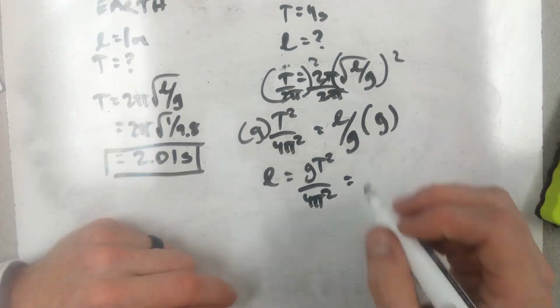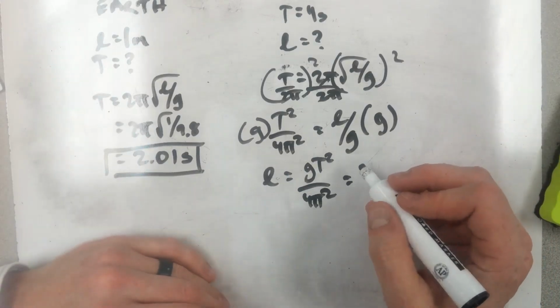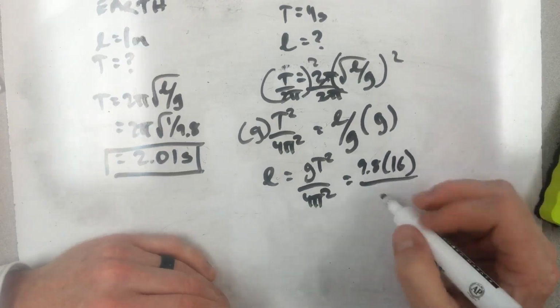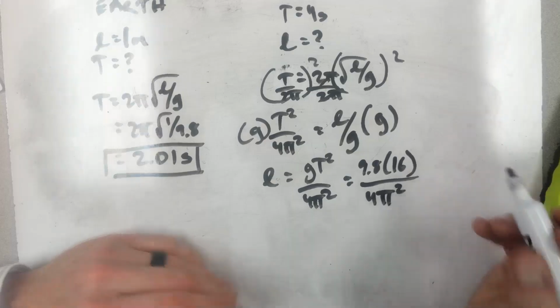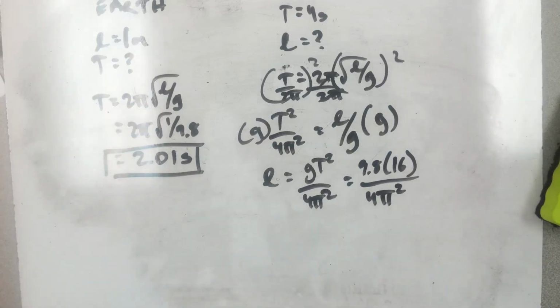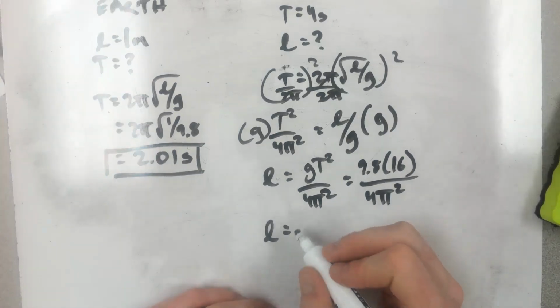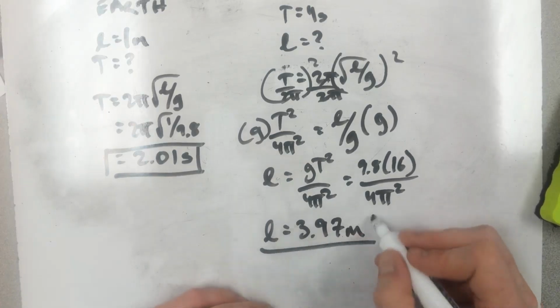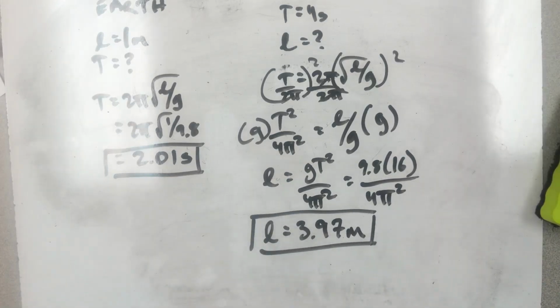And again, we know our period and we know our G. So 9.8 times 4 squared, which is 16, divided by 4 pi squared. And plug that in. 9.8 times 16 divided by 4 divided by pi divided by pi. So our length in that case would have to be 3.97 meters. Okay?